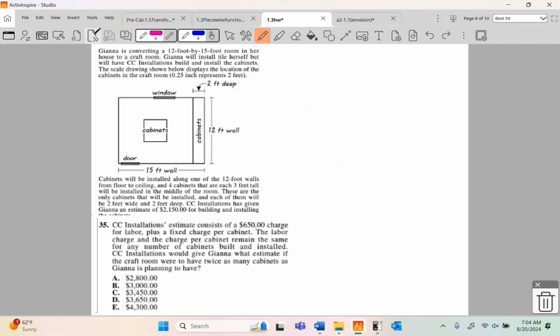So let's see here. How many cabinets are there? It says each cabinet is 2 wide by 2 deep. Okay. So there's 6 cabinets here because 12 divided by 2 is 6. 1, 2, 3, 4, 5, 6. And there's 4 here. So we have 10 cabinets total.